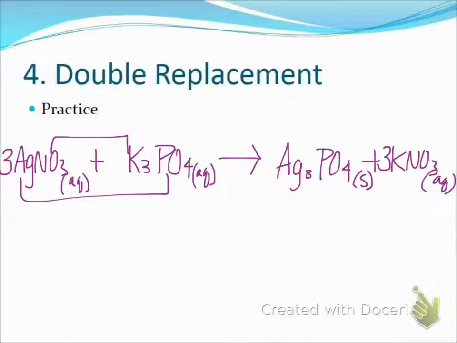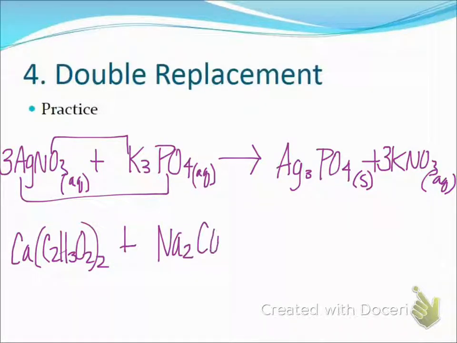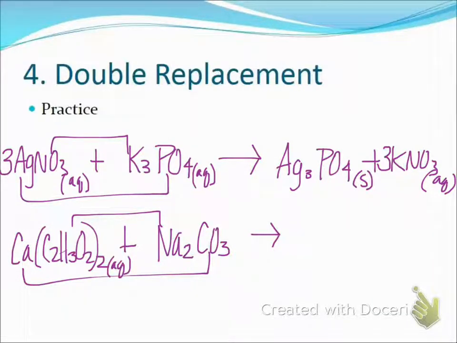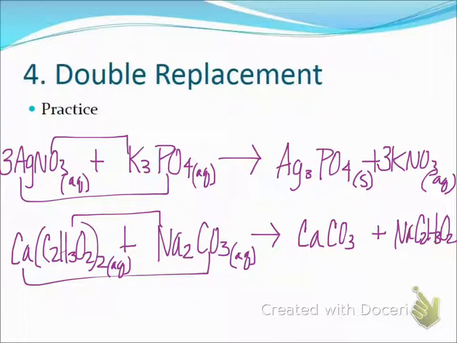All right, let's do number 4. Calcium acetate, so Ca, and acetate is C2H3O2. We need 2 of them. Plus sodium carbonate, Na2CO3. We're going to do our outsides and insides together, so I'm going to make calcium carbonate. Go back and put your aqueous. Plus sodium acetate. There I have sodium, which is always soluble, and acetates, which are always soluble, so I'm going to write my aq.